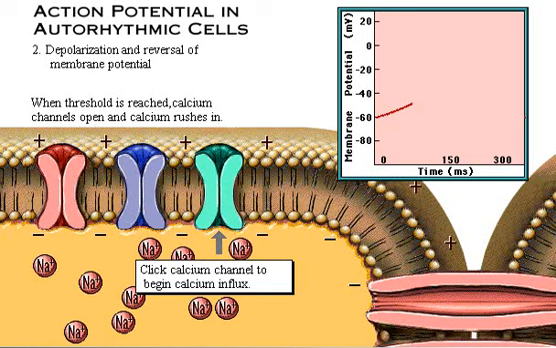When the membrane potential gets to minus 40 millivolts, it has reached the threshold for initiating an action potential. Calcium channels open and positively charged calcium ions rush into the cell. Click the calcium channel to begin calcium influx.